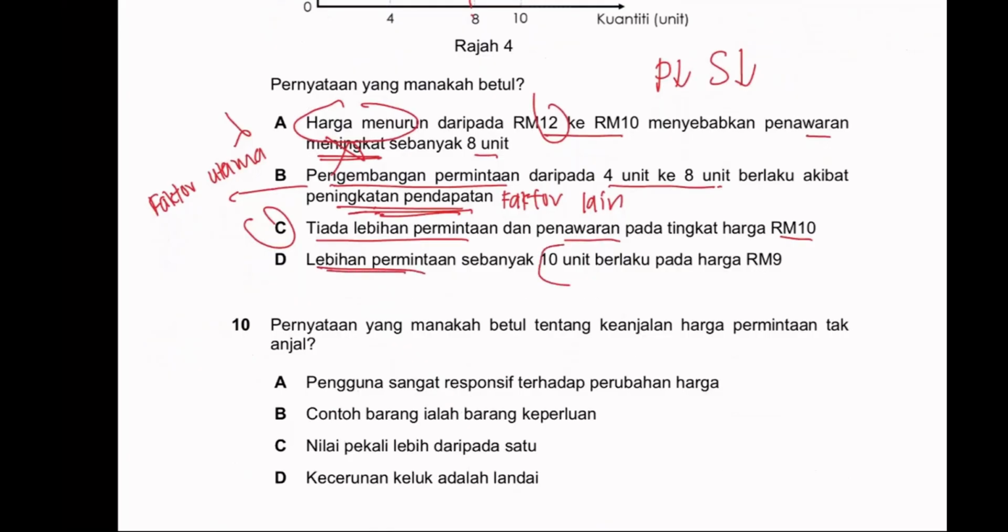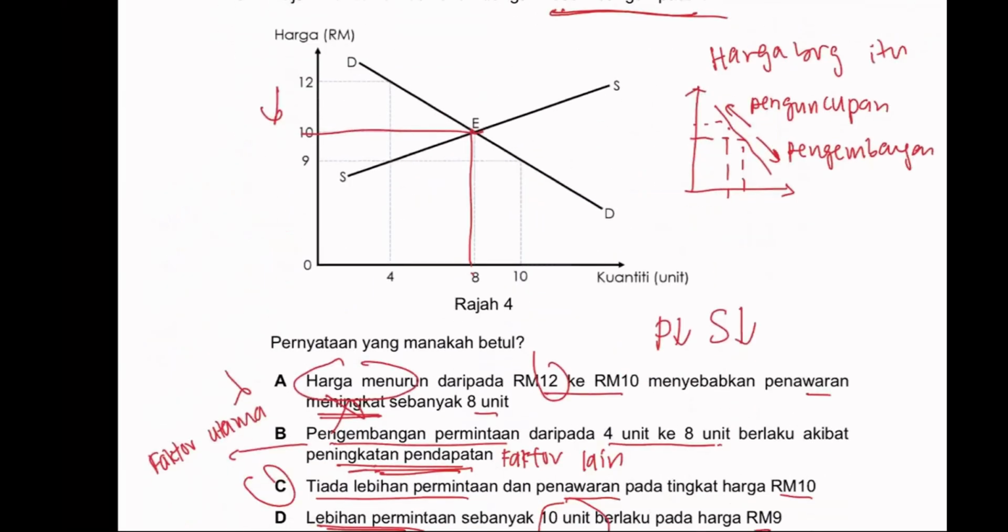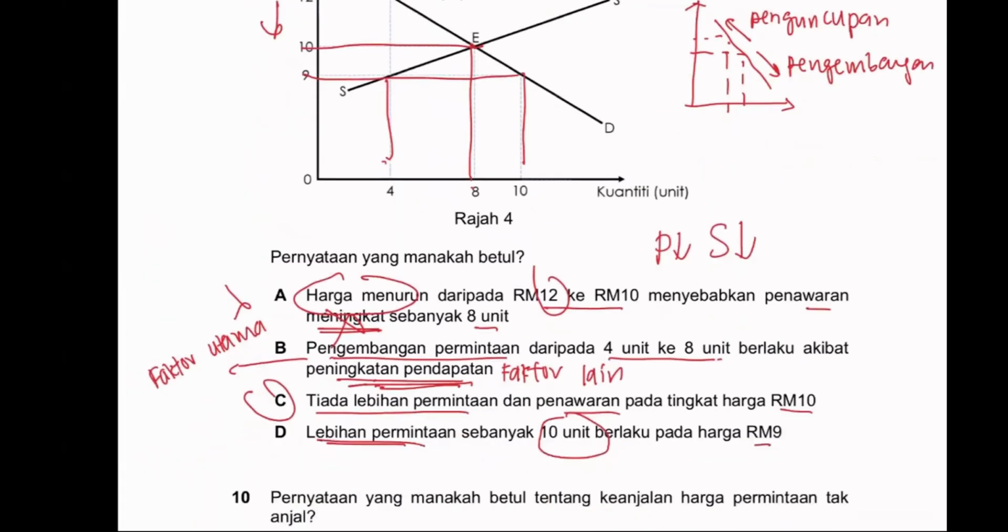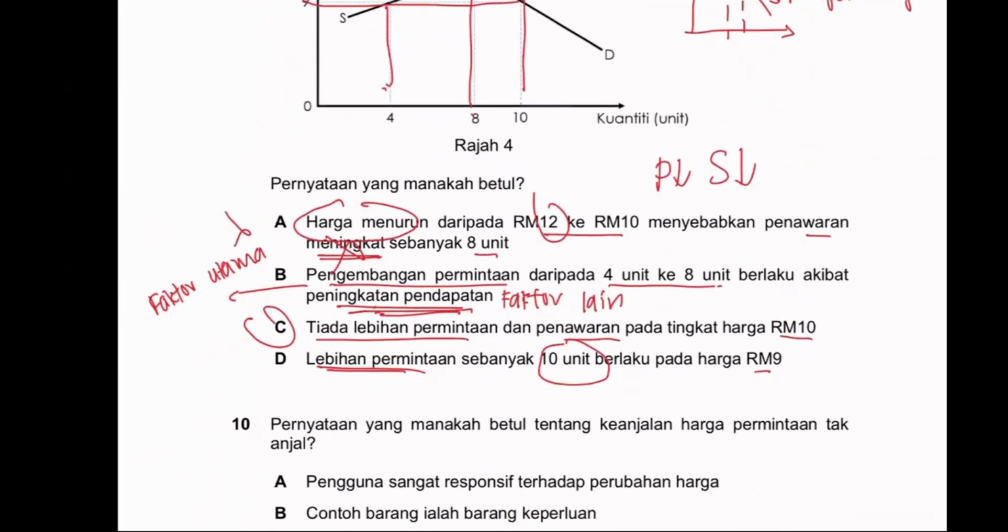Lebihan permintaan 10 unit pada 9 ringgit. At 9 ringgit, demand is 10. Supply is 4. So lebihan should be 6. Okay, 6.